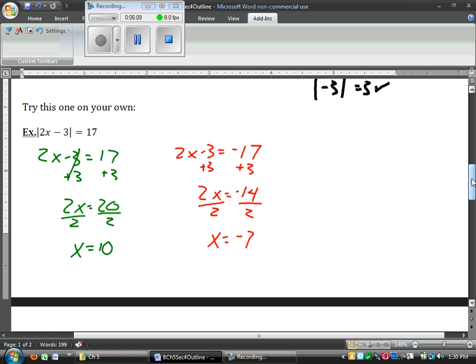Okay. Now the last thing we have to do is plug both of them in just to check. So we can start: 2 times 10 minus 3 is equal to 17. 2 times 10 is 20. 20 minus 3 is 17. The absolute value of 17 is 17.